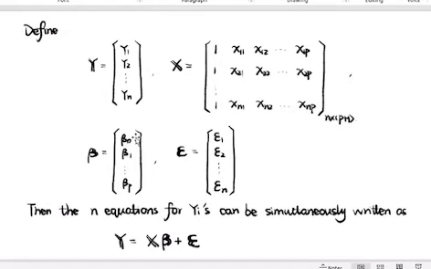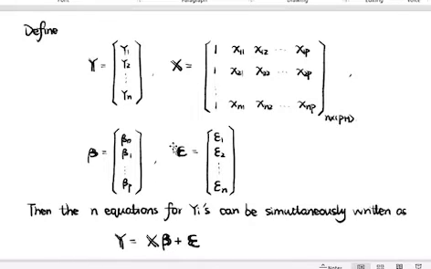P plus 1 number of parameters, because it's always going to be beta naught. Error still remains the same. Now, what is the specification of multiple linear regression in matrix form? It is this. This specification, where y is this, x is this. The dimension of x is n by p plus 1. Okay, beta is all of this, and error is this.